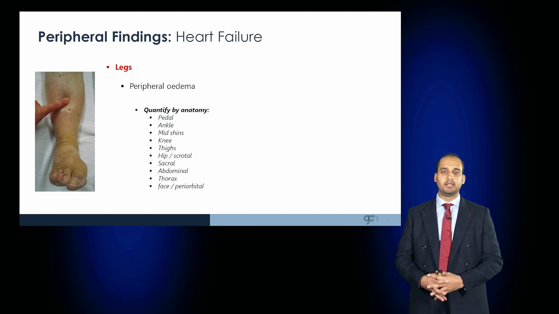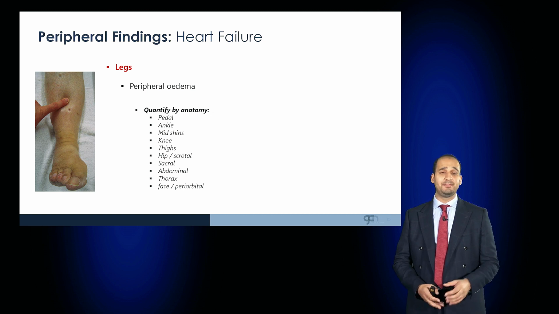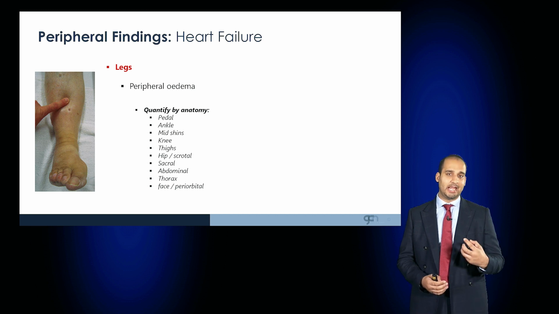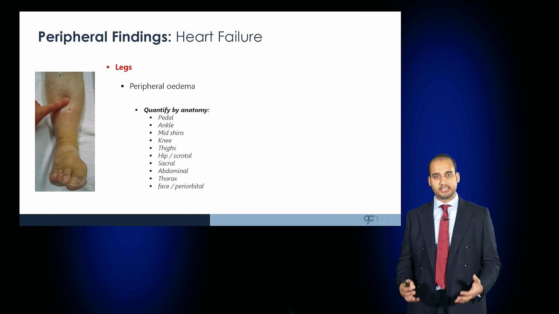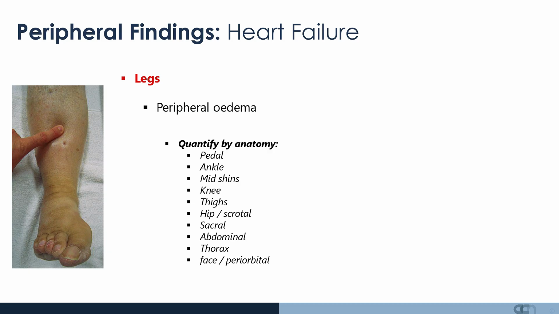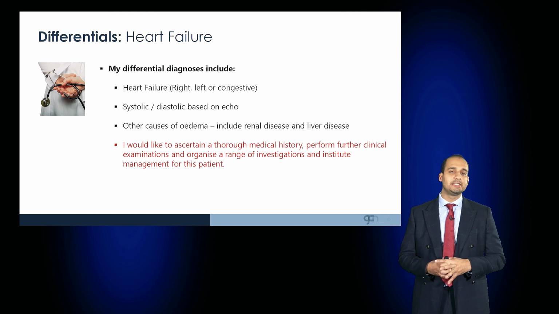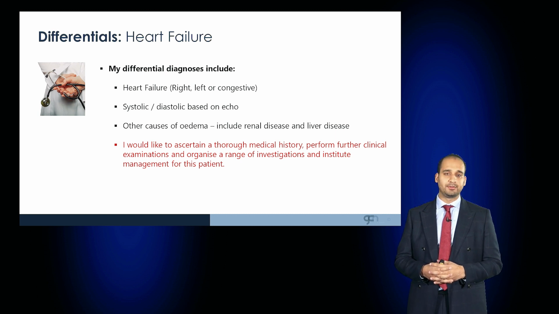Peripheral findings will include peripheral edema. If this is found on examination, then comment on the extent, whether it's pedal, that's limited to the feet, ankle edema, mid-shins, knee, thighs, hip. In a male, assess for scrotal edema, and whether the edema extends into the abdominal cavity, the thoracic cavity, or the face. And putting these signs together offer differential diagnoses of heart failure.